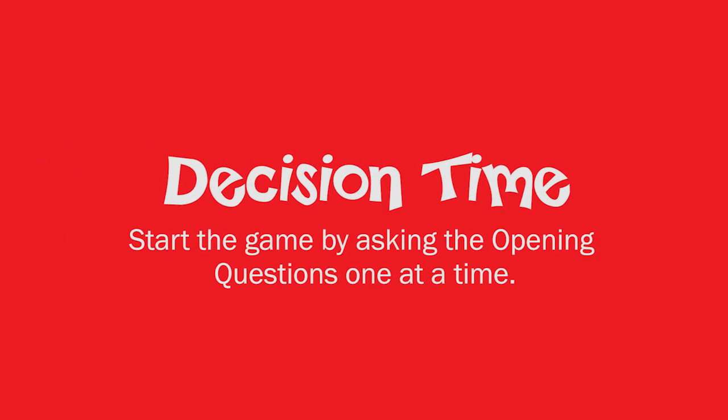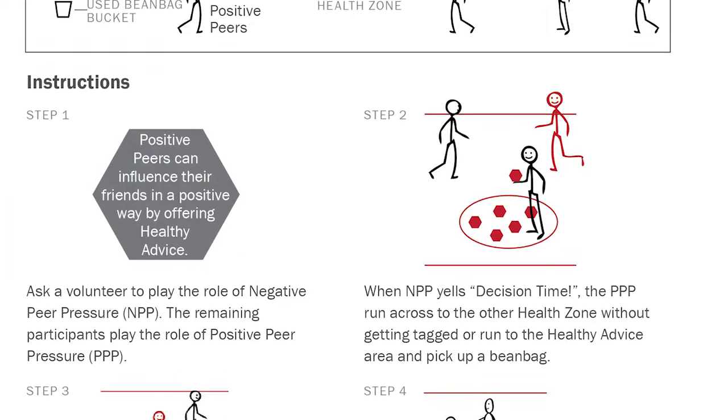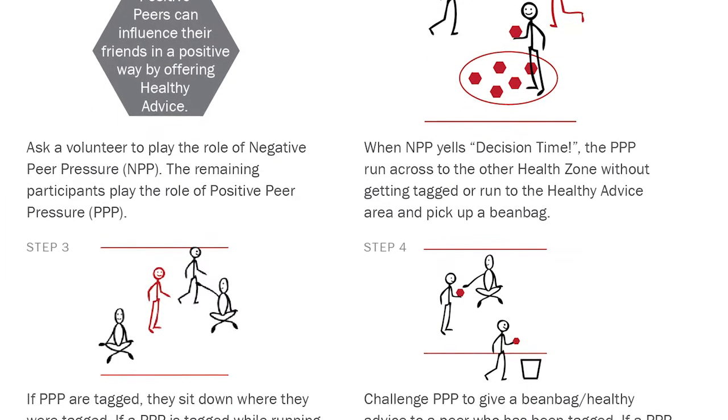Start the game by asking the opening questions one at a time. What is positive peer pressure? Why might people pressure you to do something that is unsafe? Explain how to play the game by following the steps on the games sheet.